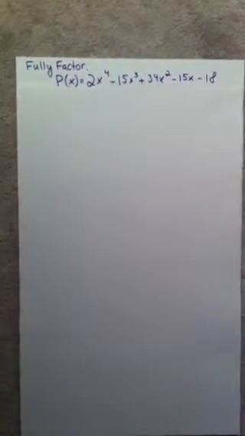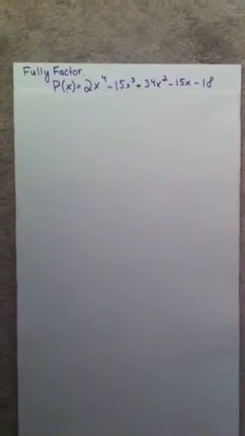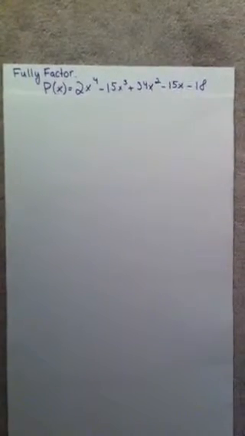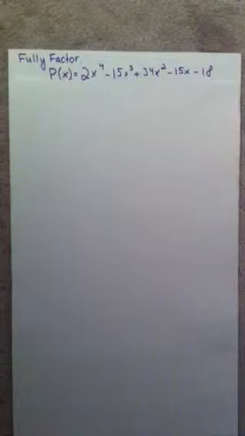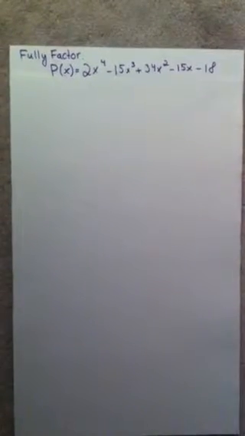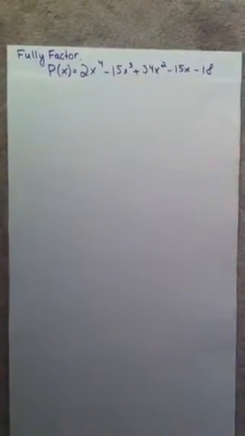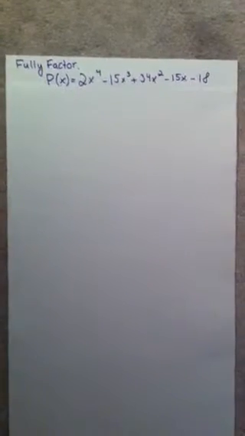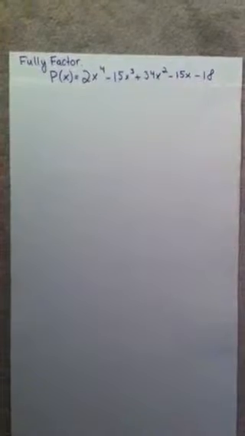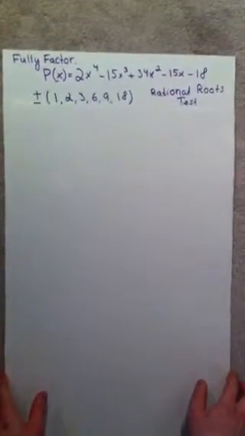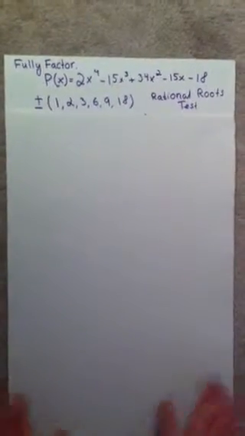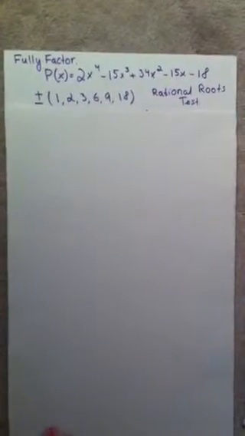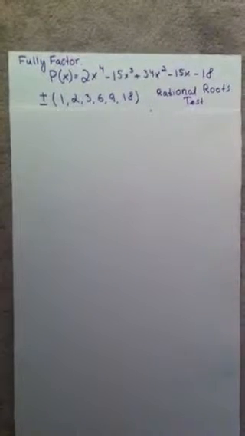The way we decrease the range of numbers that we use to substitute into the function to make it equal to 0 is by using the rational roots test. This is done by taking all of the factors of the constant term, which in this case is negative 18, and trying both the positive and negative factors of it, of which there is positive and negative 1, 2, 3, 6, 9, and obviously 18.